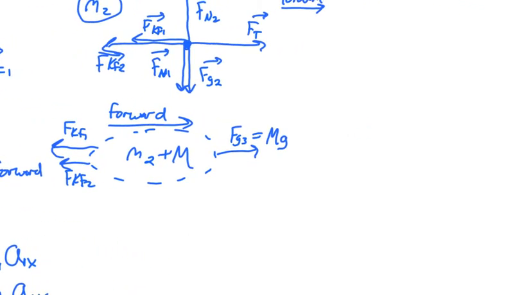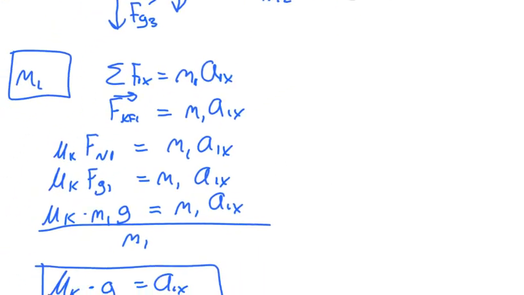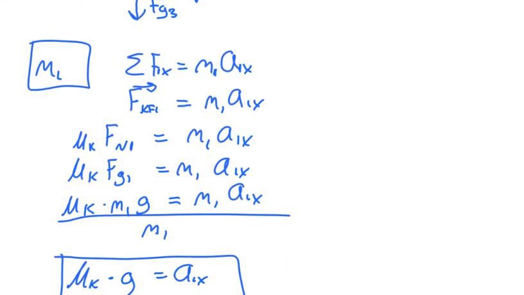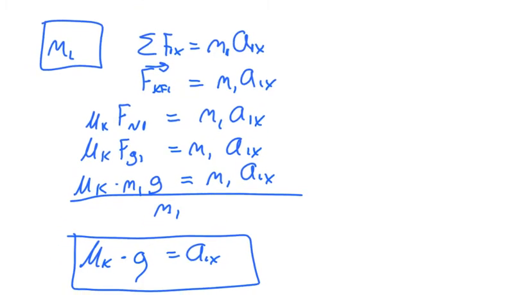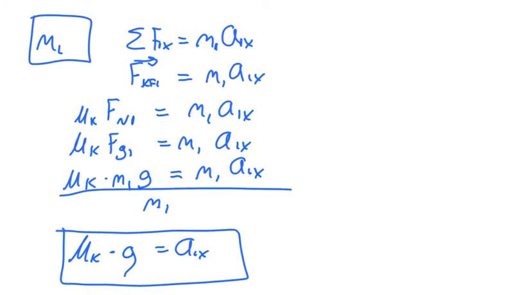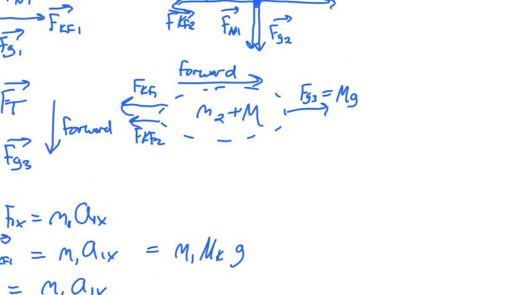Now I have a value for FKF1 already, or at least I can figure that value out here. I'm looking at this line right here. FKF1 is equal to m1 times acceleration 1 in the x, and I have a value for acceleration 1 in the x there. So I'm just going to make a note here that this is equal to m1 times mu k times g. And then that's a value that I'll put in up here.